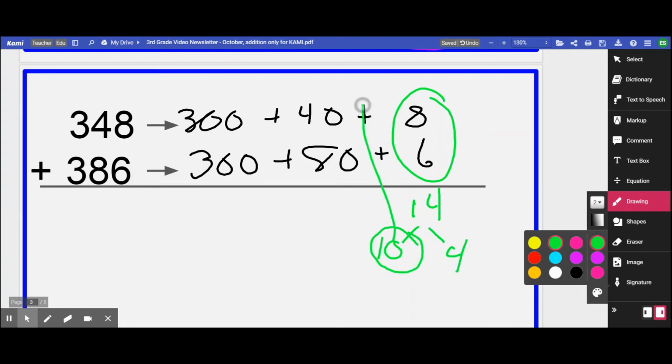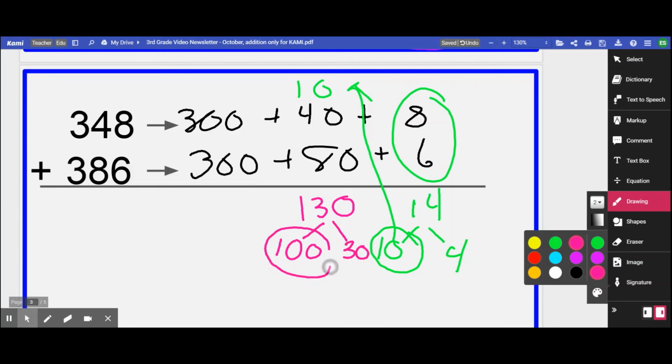I take this 10, and I make sure I put it in the right place value. Then I add the tens place. I have 1 ten and 4 tens and 8 tens, which is 13 tens or 130. And again, I break apart into hundreds, and now this time tens. I know that this group of hundreds does not belong in the tens column, so I'm going to move it over to the hundreds column.